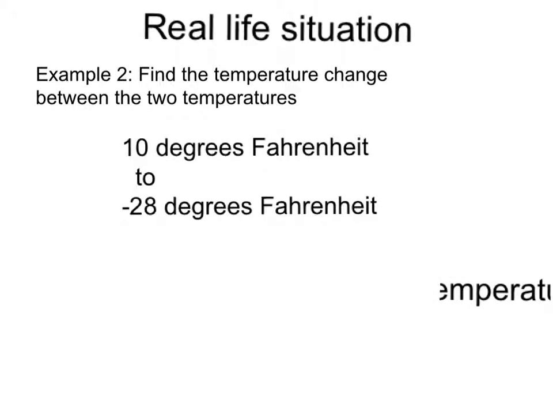Now we are going to look at a real-life example. So, find the temperature change between the two temperatures. First, we are going to make this into an expression. So, it would be 10 degrees minus negative 28 degrees. But wait, the two negatives cancel out and make a positive. So the expression would be 10 plus 28. Now, all we have to do is add them. So we would get a 38 degree Fahrenheit temperature change.